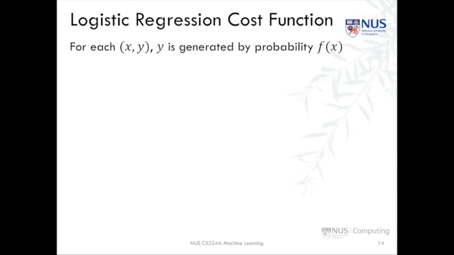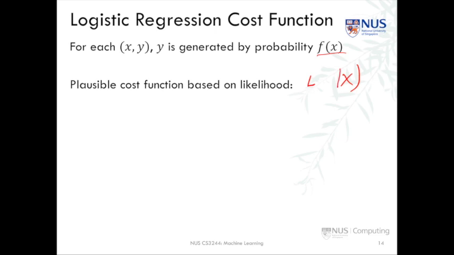For each of the points x, y, the label y is going to be generated by an actual ground truth target function, which we can't see. This is the function f. And we're going to generate this plausible cost function based on likelihood. What we mean by likelihood here is what we've seen before. It's the idea that we have some data, and we want to know, given the data, what are the best model parameters that will help me generate a good hypothesis. Okay, so how do we do that?